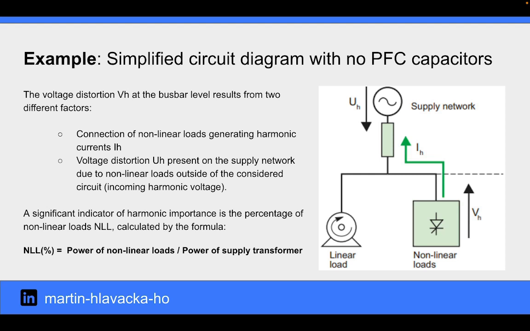The voltage distortion at the bus level results from two different factors: the connection of nonlinear loads that generate harmonic currents and the voltage distortion present in the supply network due to nonlinear loads outside the considered circuit. A significant indicator of harmonic importance is the ratio of nonlinear loads in the supply network.